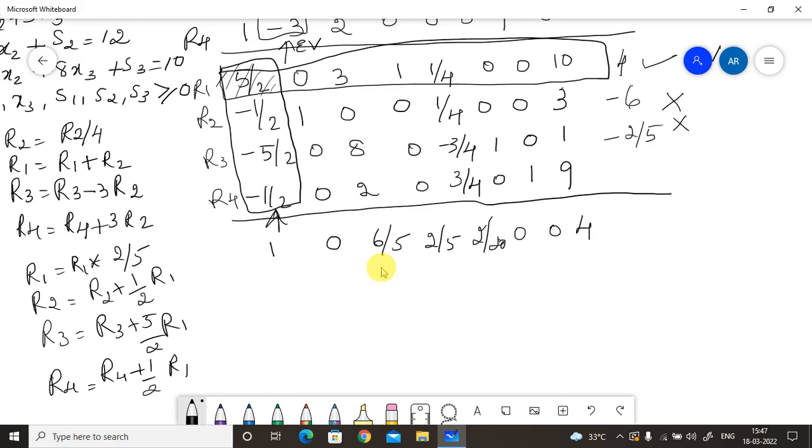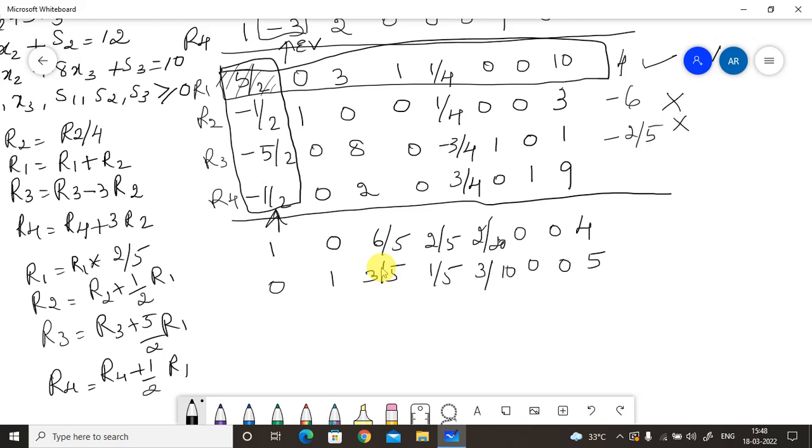Okay, and then we'll go for the second row. Second row formula we all know, R2 plus half into R1. So this should be 0 here, and this will come 1. This will become 3 by 5. This will become 1 by 5, right? You can calculate on your own, based on that formula. 3 by 10, this becomes 0 0 and 5.